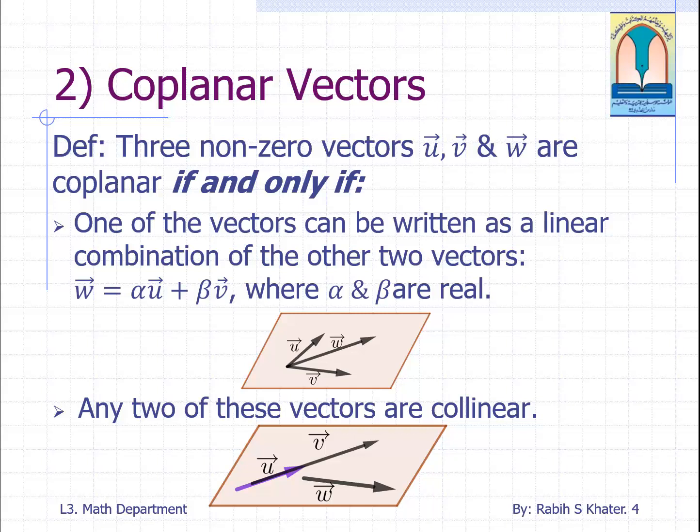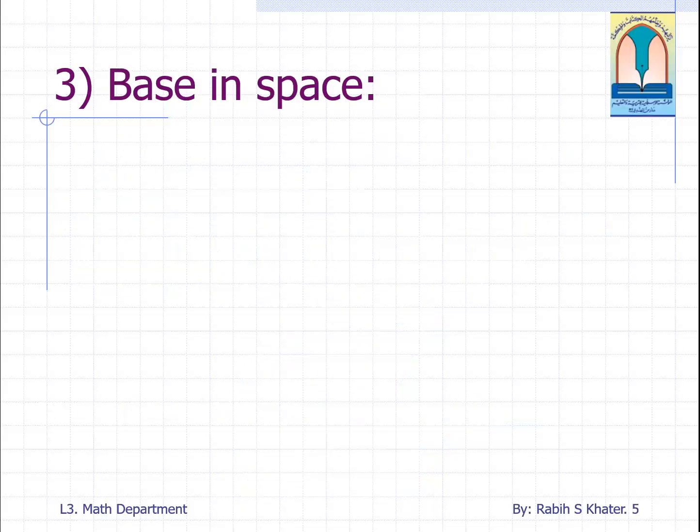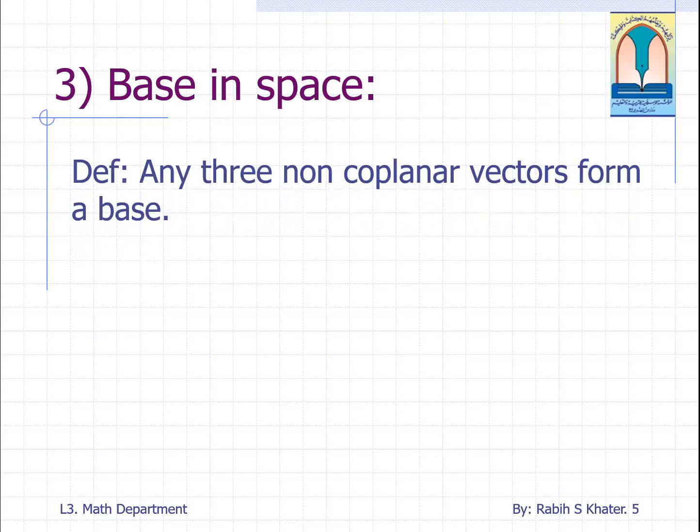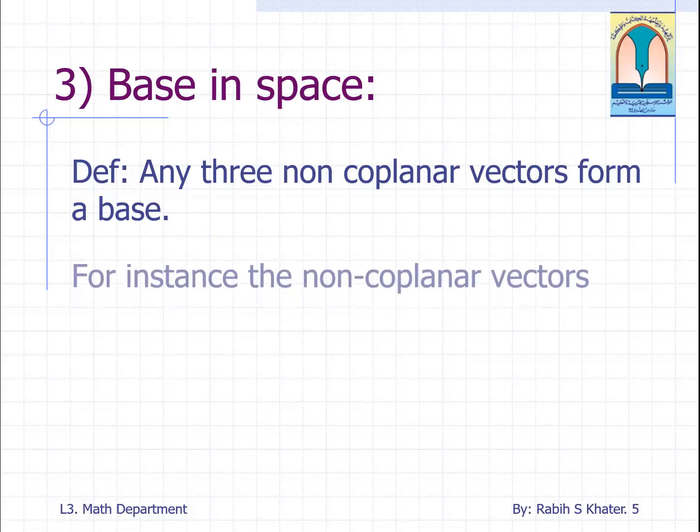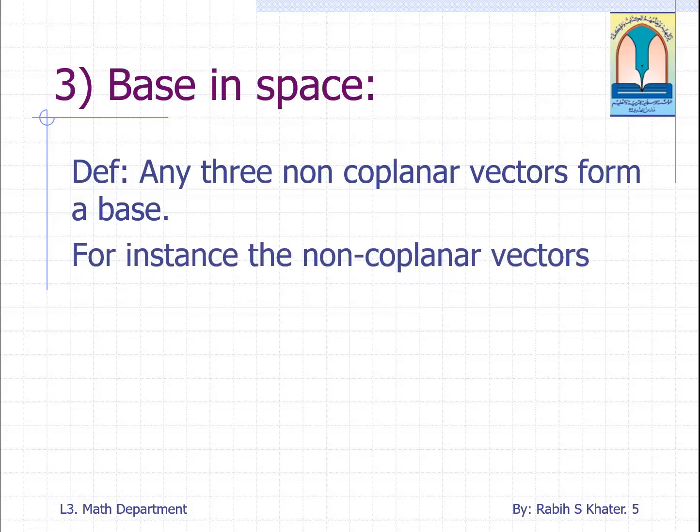Now let's go to the third point. The third point is base in space. What's a base? Now, definition. Any three non-coplanar vectors would form a base. Now, this is one thing to say about coplanar. Well, let's see. What do we mean by a base? A base, for instance, the non-coplanar vectors i, j, and k form a base in space. That is to say, they form this system.